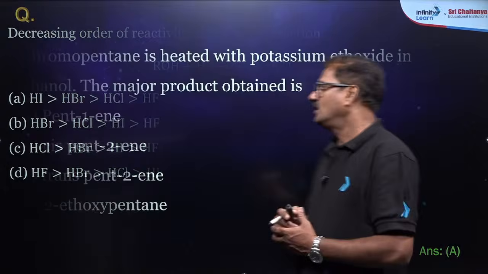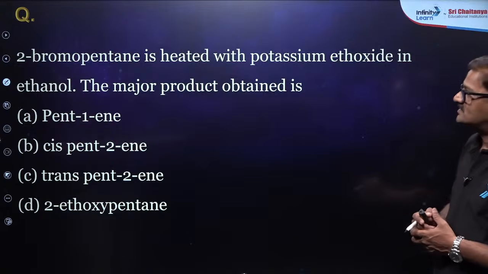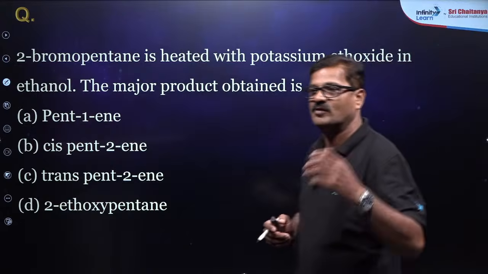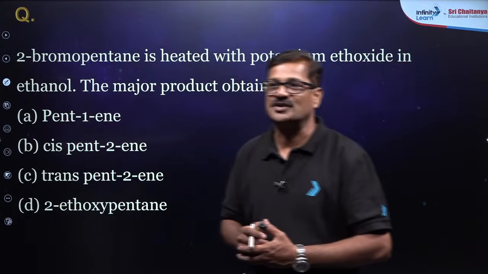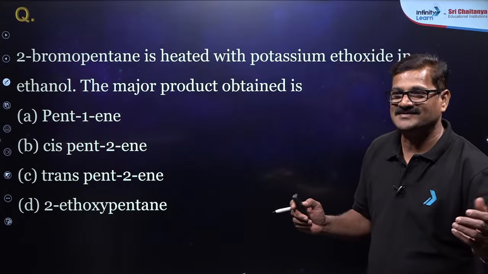So come on, what is the answer? 2-bromopentane is heated with potassium ethoxide and ethanol. The major product formed is? So who is going to give the answer for this question? Come on.